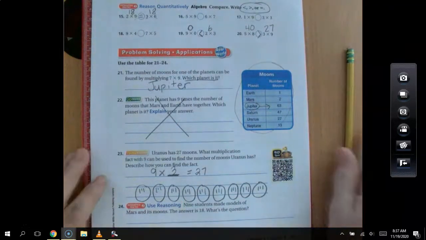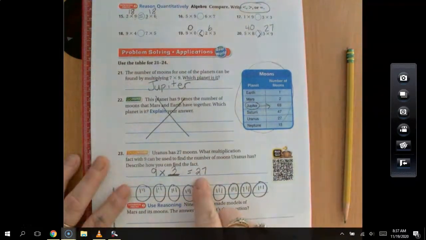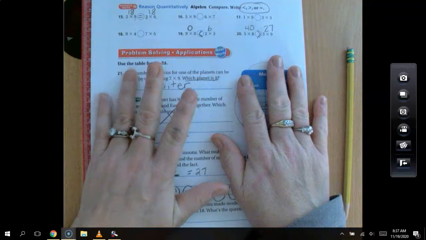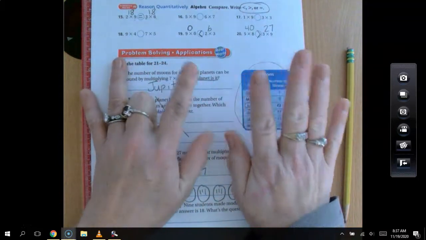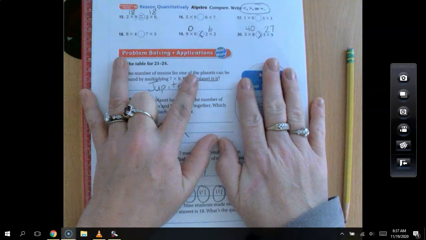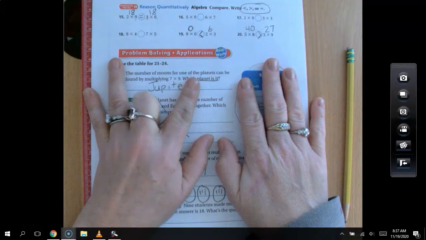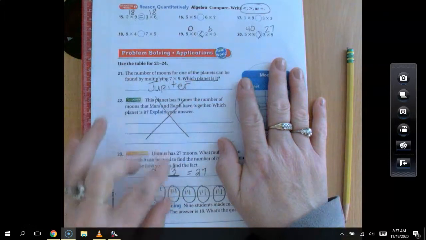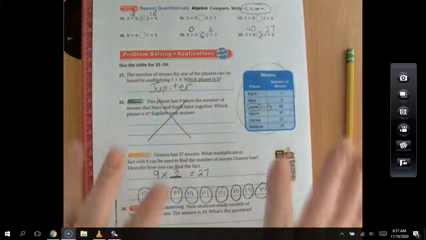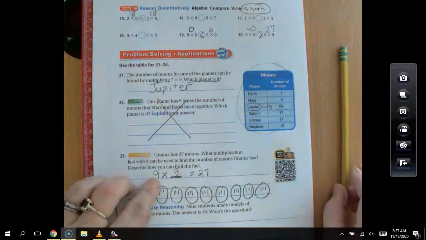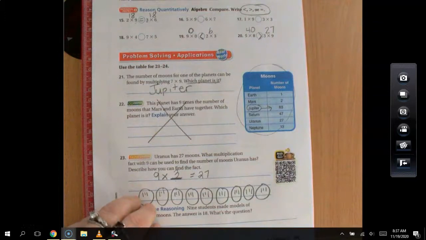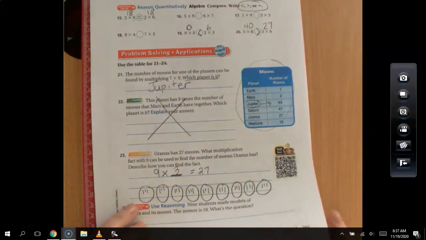Another way, using your 9s trick, is you could make your fingers show 27. So I know I have to have 2 on this side, and 7 on this side. So what finger is down? Starting from the left, count your fingers: 1, 2, 3. My 3rd finger is down. So that's another way you could figure out the missing factor. Remember, you can only use the finger trick if one of your factors is a 9.